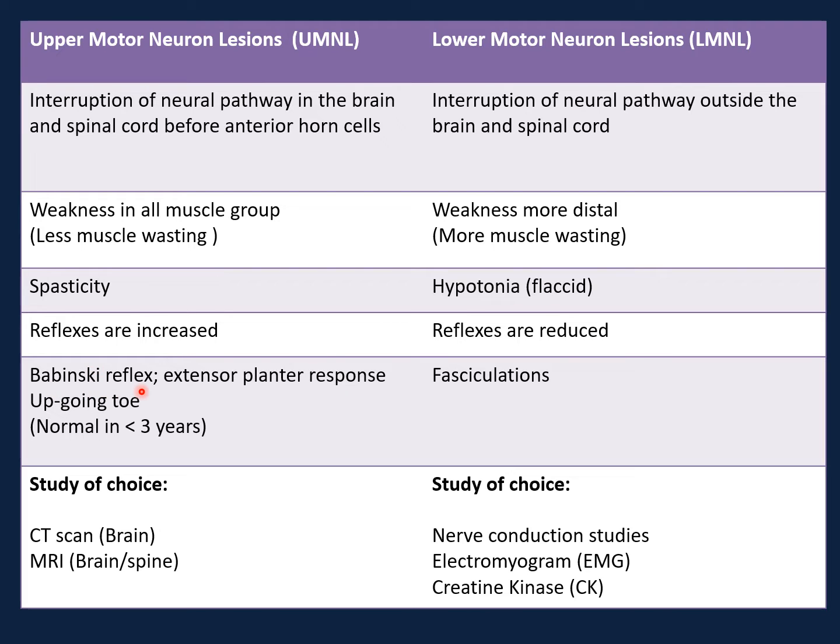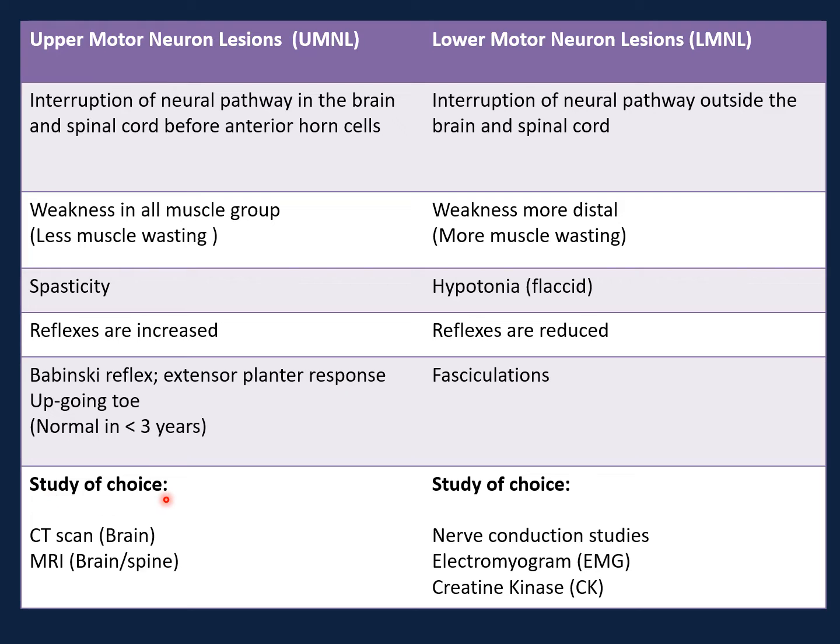Babinski reflex is positive in upper motor neuron lesions, which is upgoing toes. This is normal in newborn infants and younger children less than 2 to 3 years of age. Persistence beyond 2 to 3 years of age of Babinski reflex is abnormal. Fasciculations is a significant sign of lower motor neuron lesions, which is repetitive movement of the muscle.